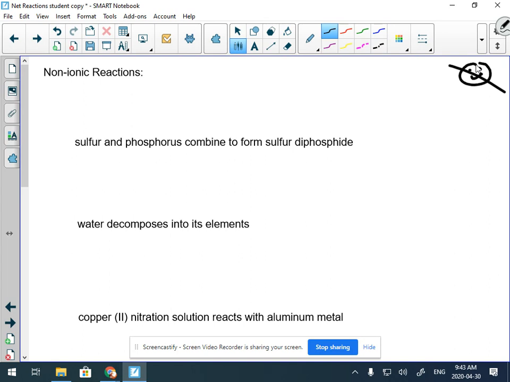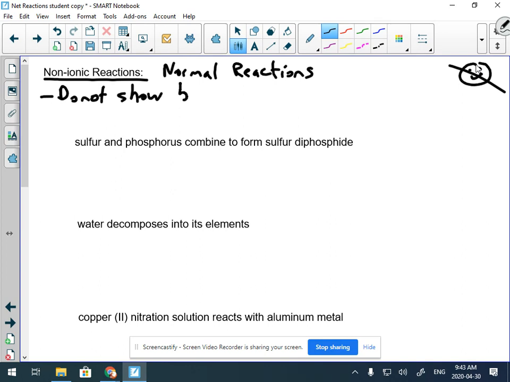Now, the start of this unit involves writing reactions, and for most of stoichiometry, we're going to be using reactions that are called non-ionic reactions. So they are just straight up normal reactions. They have a special name, non-ionic reactions, which means that they do not show broken up or dissociated substances.